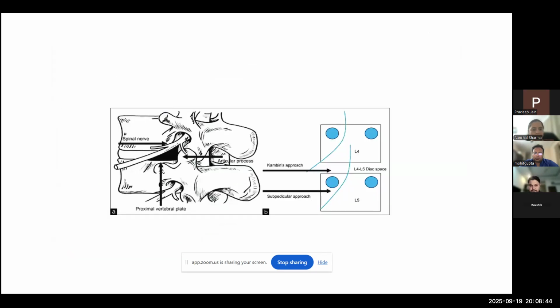In this diagram, we can see the two approaches which are followed during lumbar transforaminal procedures. The first one is the supraneural approach, which is also known as the safe triangle approach. This is the approach which we go for in our institution. And below we can see, of course, the Kambin's approach. Most commonly in our institution, we follow the supraneural or the safe triangle approach.